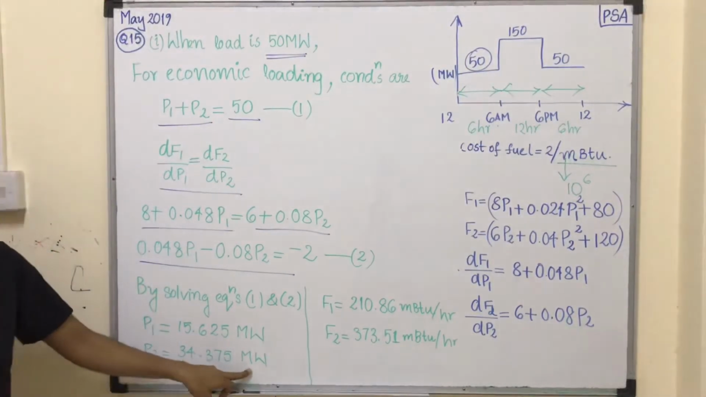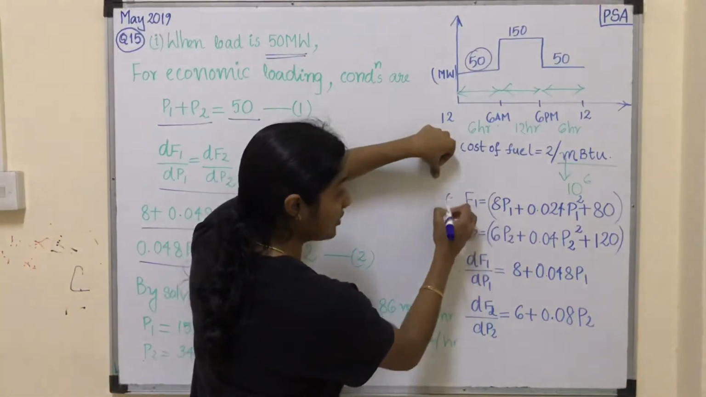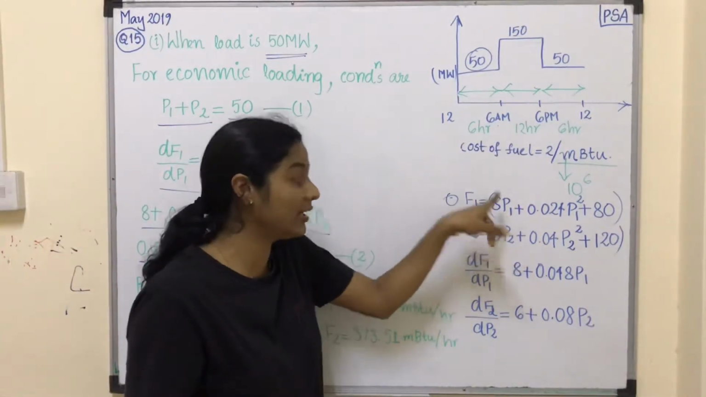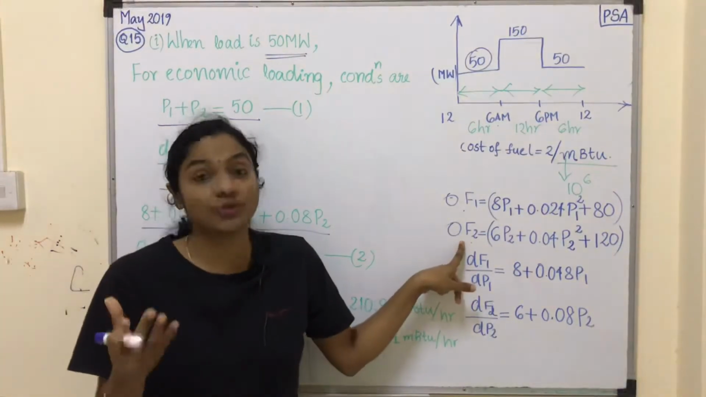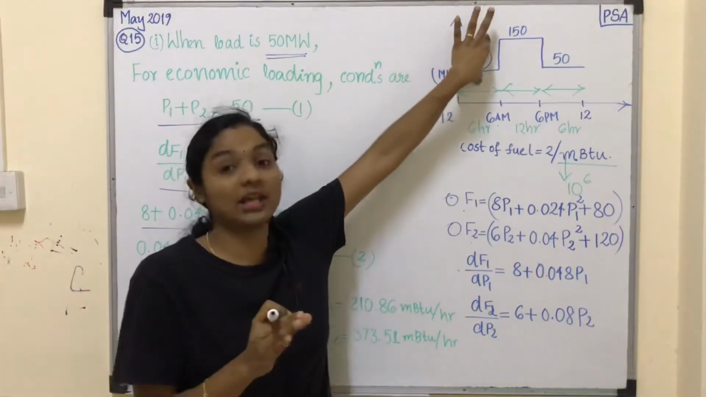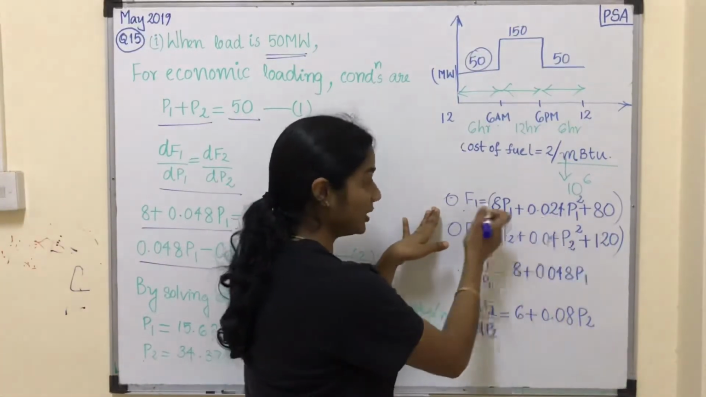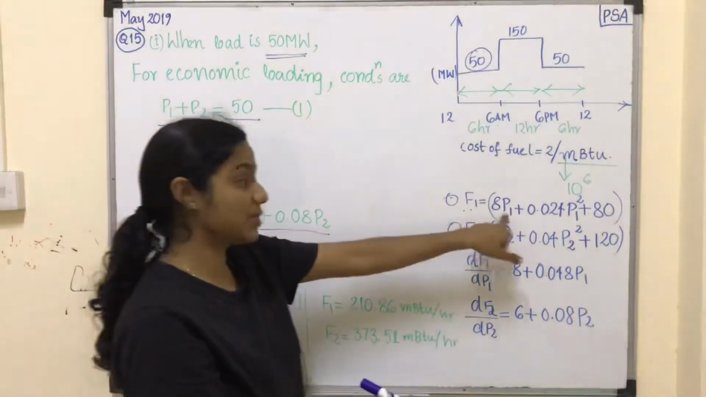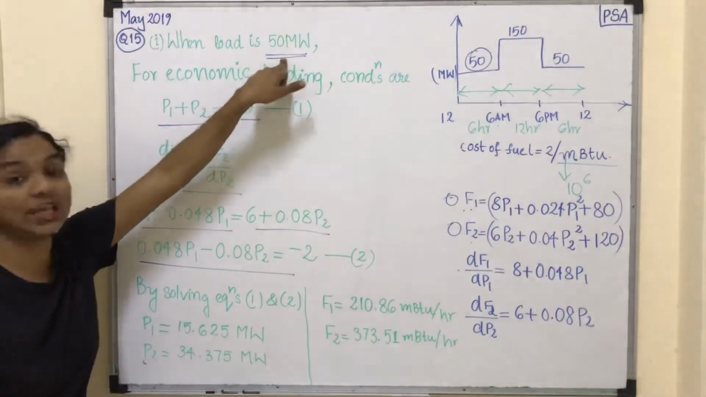34.375 megawatt. And if you have noticed in the question, they have given equations for F1 and F2 like this. So if we substitute the value for P1 in this equation and P2 in this equation, we will get the fuel inputs for unit 1 and 2 for 50 megawatt load. So here I am not going to show the substitution part for this F1 and F2. I am directly writing the answer for F1 and F2 by substituting the values for P1 and P2 that we have got for 50 megawatt load.